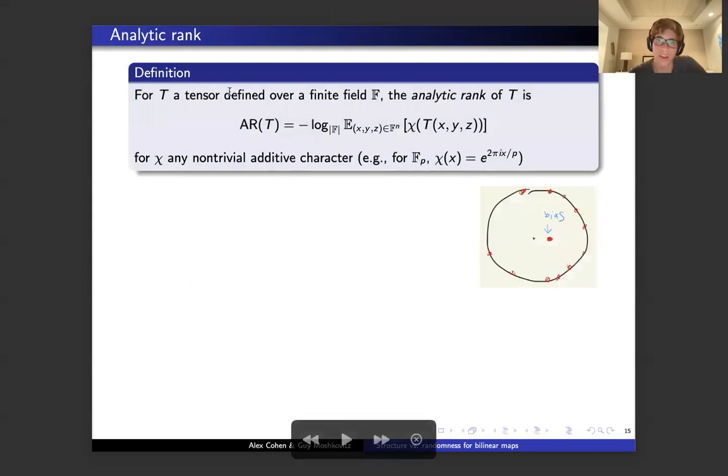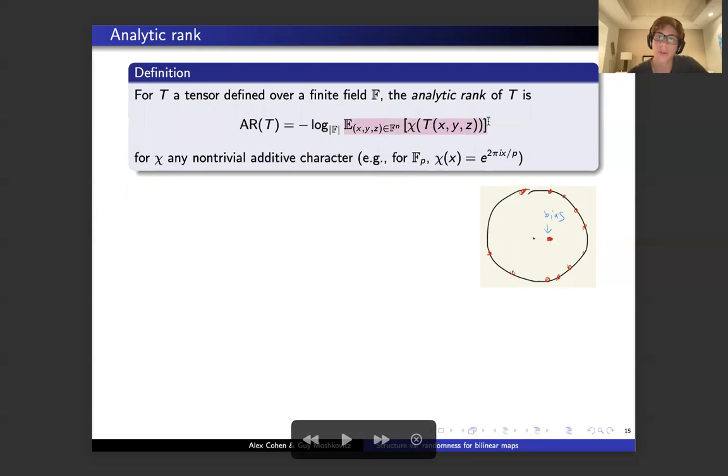So here is an expression for the analytic rank of a tensor. Let's analyze it bit by bit. So first of all, x, y, and z are 3 vectors in F^n. And T of x, y, z is a scalar in the finite field F. Okay, chi is a non-trivial additive character mapping from F to the complex unit circle. So for instance, if the finite field is F_p, then the character chi takes the number x between 0 and p minus 1 to the corresponding root of unity.